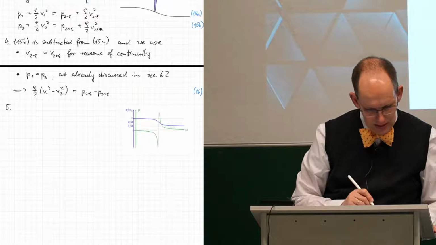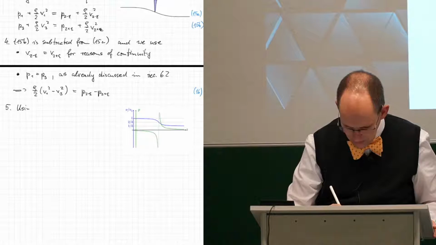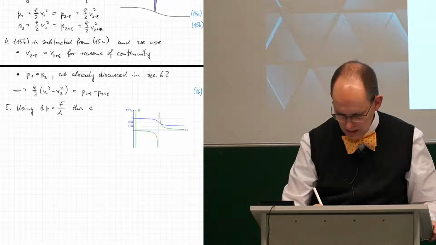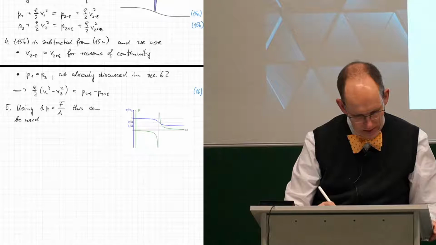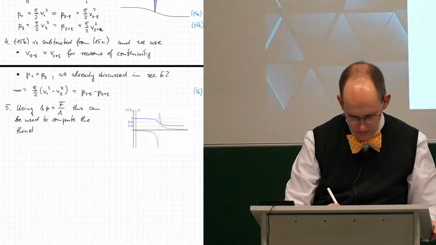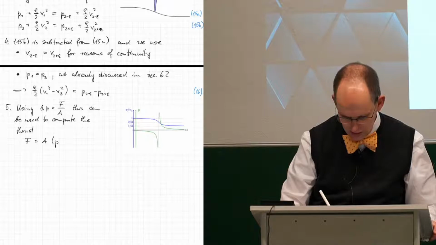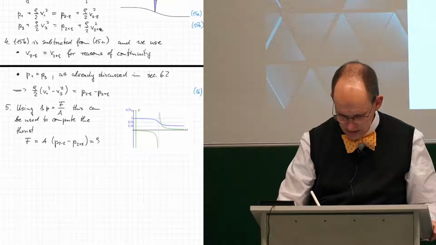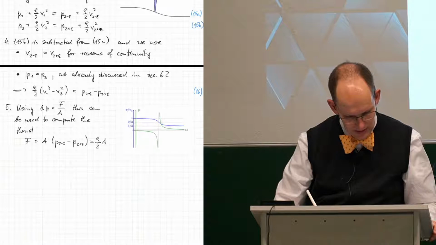Using delta P equal to F divided by the area, this can be used to compute the force or the thrust. So we would have F equal to A times this pressure difference, and this according to 16 is rho over 2 times A times V1 squared minus V3 squared.